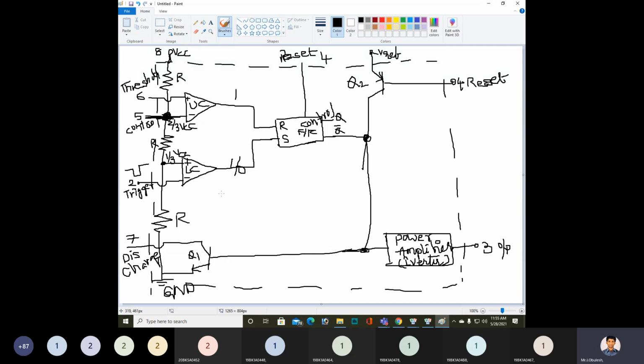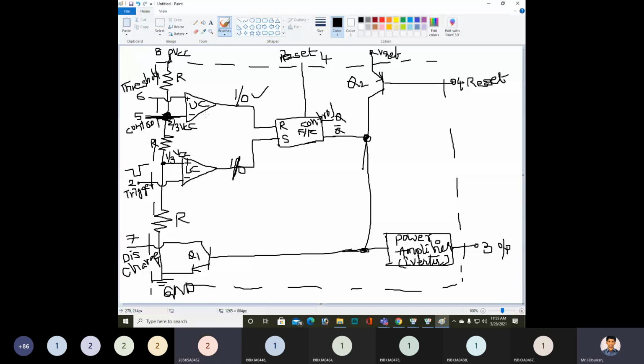Okay, is it clear? S is equal to 0. S is equal to 0. Because of that reason I am keeping a slash here. Okay, fine. Here also it is the same. If the control voltage value is less than 2 by 3 VCC, then here we get 0. The first case is control voltage value greater than 2 by 3 VCC, we get 1. Control voltage value less than 2 by 3 VCC, we get 0. These two cases are completed for the upper comparator.